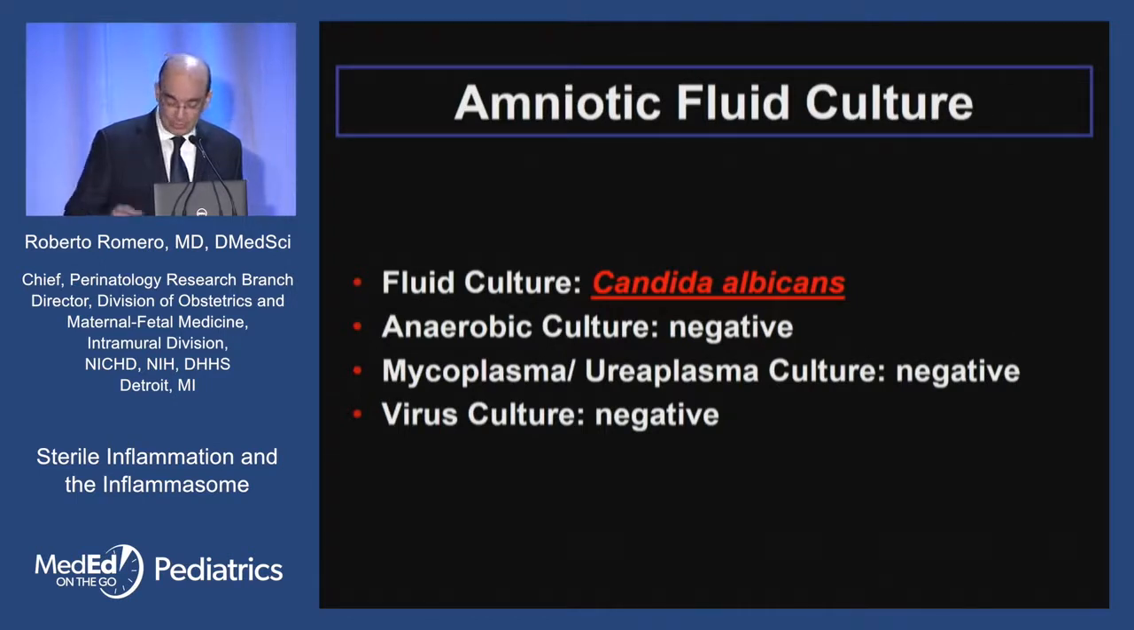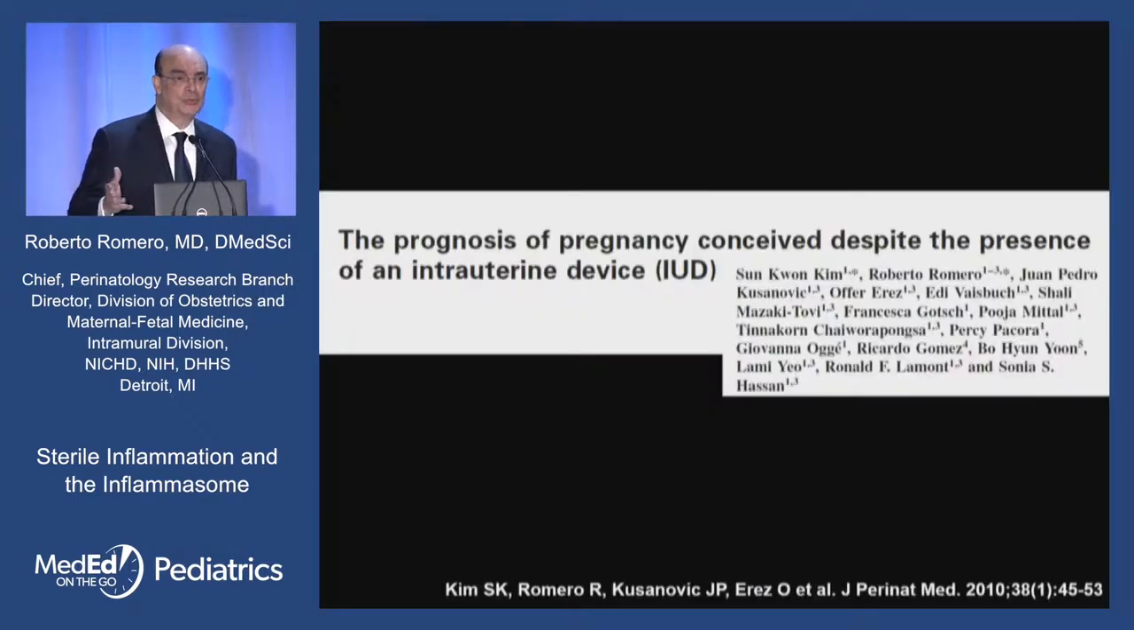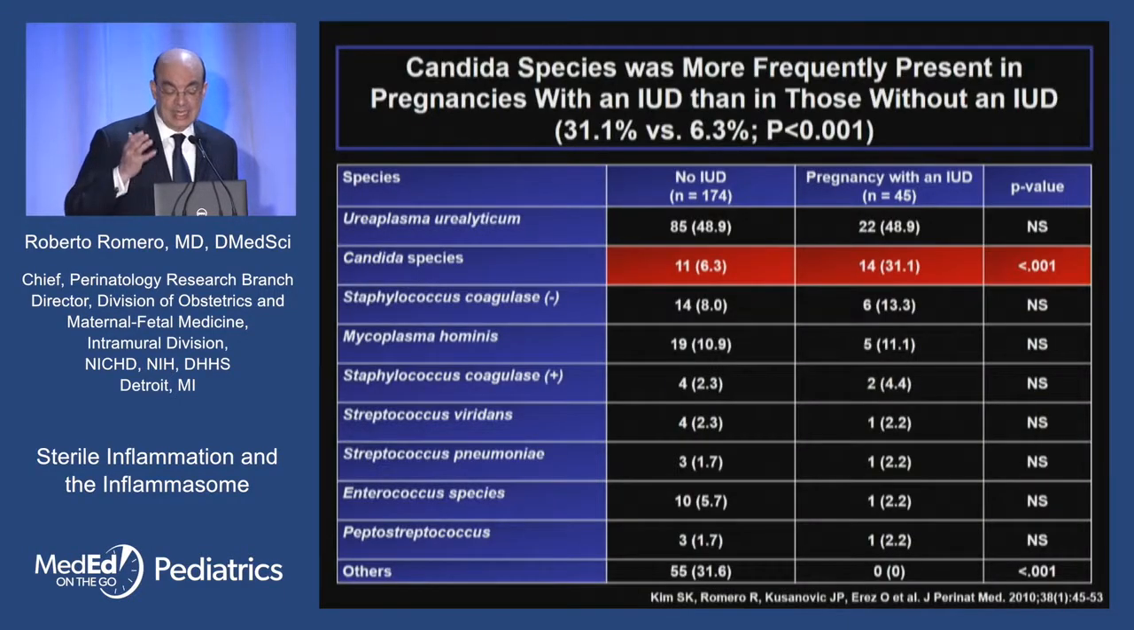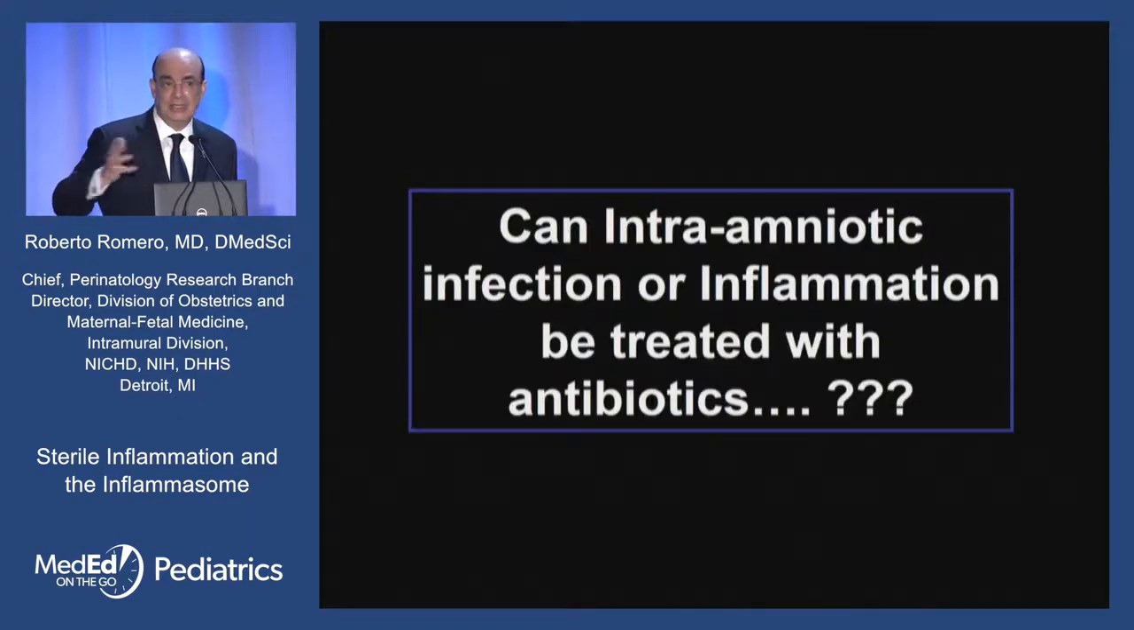There were no other microorganisms. And I want to remind you that a number of women get pregnant with IUDs, and there is an excess rate of Candida species. So this is an example of an intraamniotic infection that resulted in vertical transmission of Candida, and the baby was treated and everything was fine.